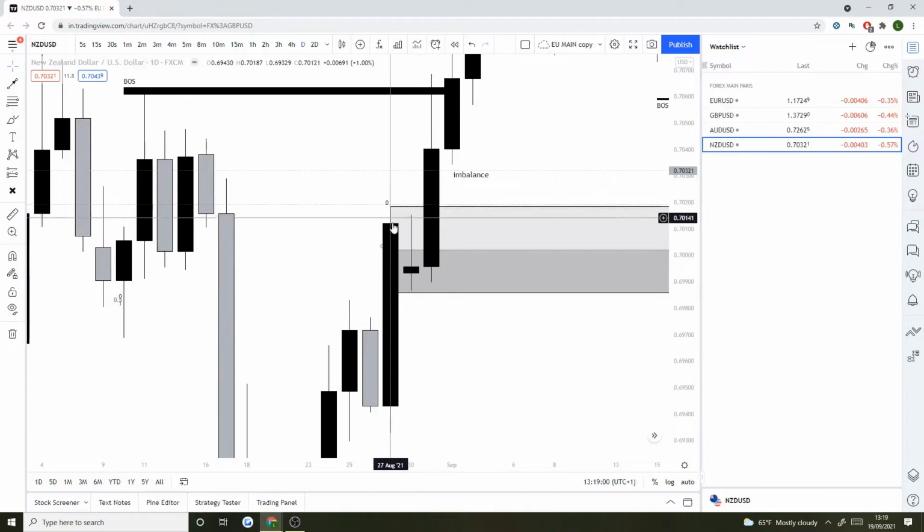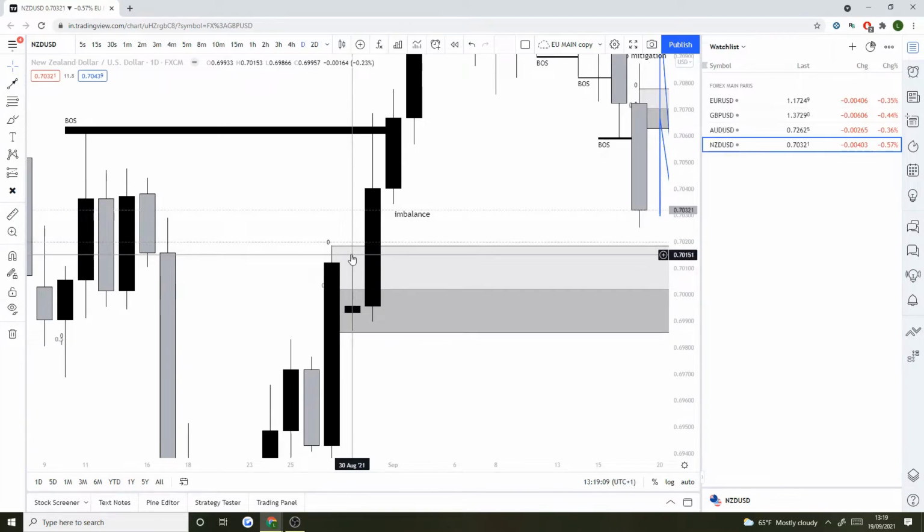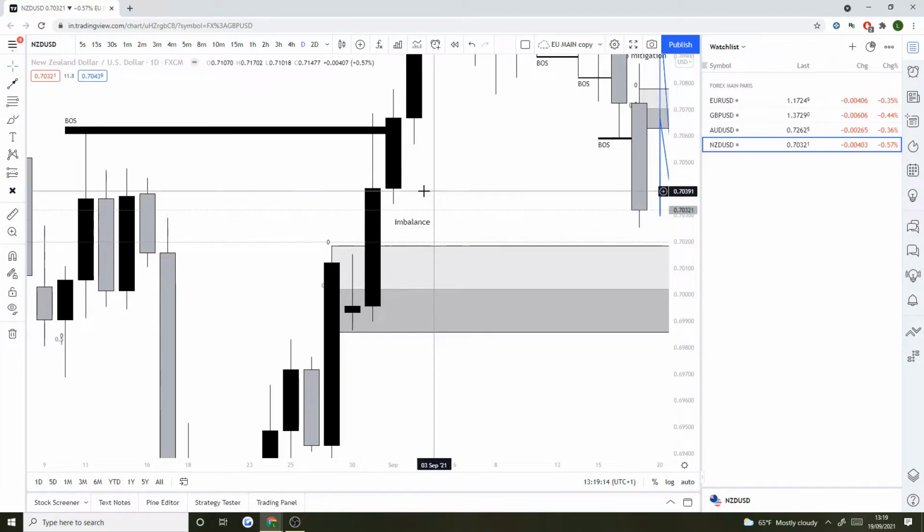So in that sense, it could be seen that the institutions have basically sold so that they could generate the liquidity to buy up. And then there's also imbalance above this wick between here and here. So that indicates that the institutions were actually active from this area.